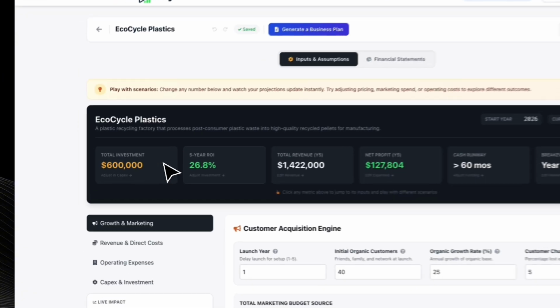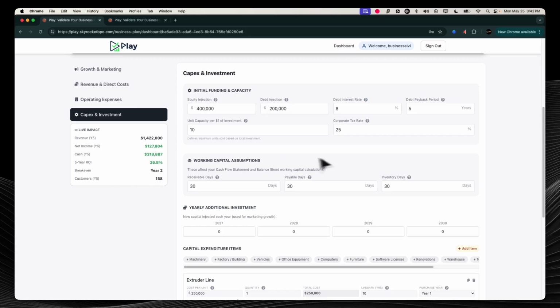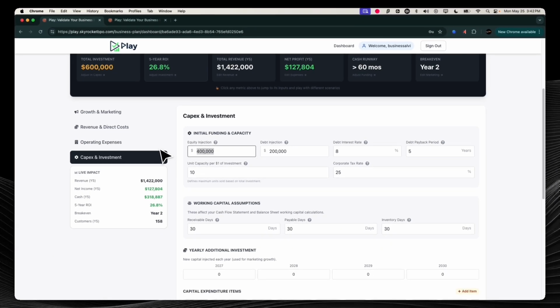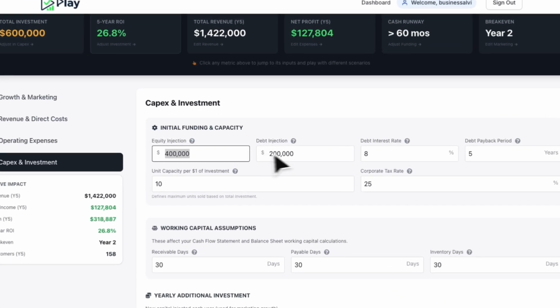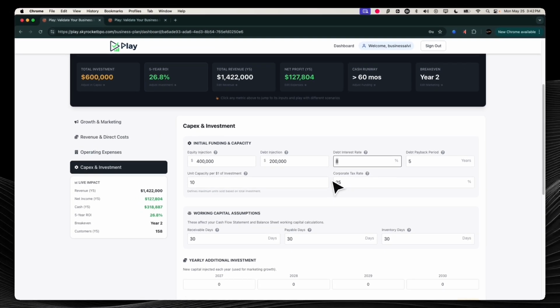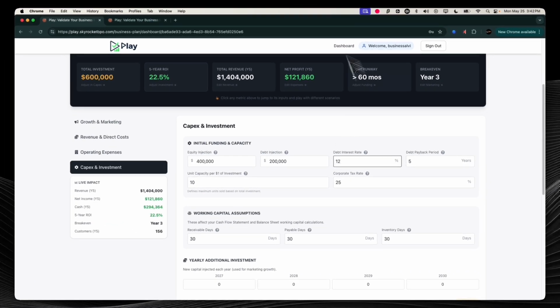First of all, we have to click on investment and figure out what the investment assumptions are. Based on this model, we have assumed that we are going to be investing roughly 400,000 in equity and 200,000 in debt, and the interest rate will be 8%. Now let's say instead of 8%, if it's 6%, obviously the profit goes up. If it's 12%, the profit goes down.